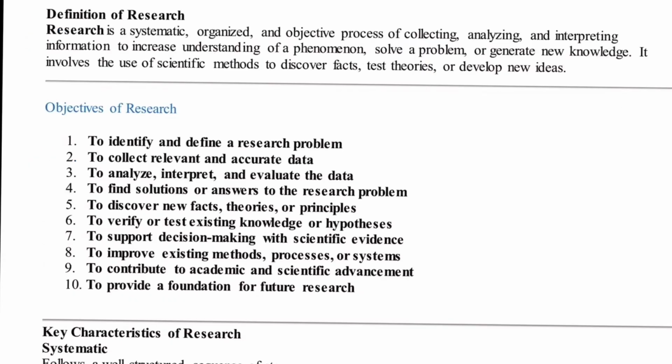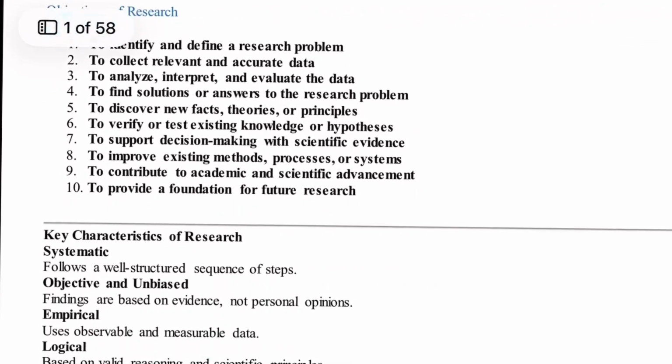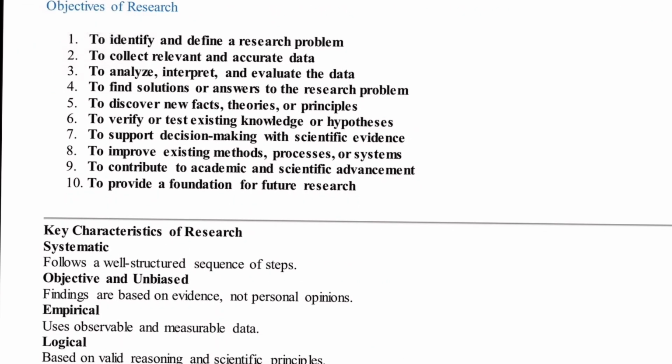So, what are the objectives of research? First objective of research is to identify and define a research problem. Second is to collect relevant and accurate data. Third is to analyze, interpret, and evaluate the data. Fourth is to find a solution or answer to the research problem. Fifth is to discover new facts, theories, and principles.